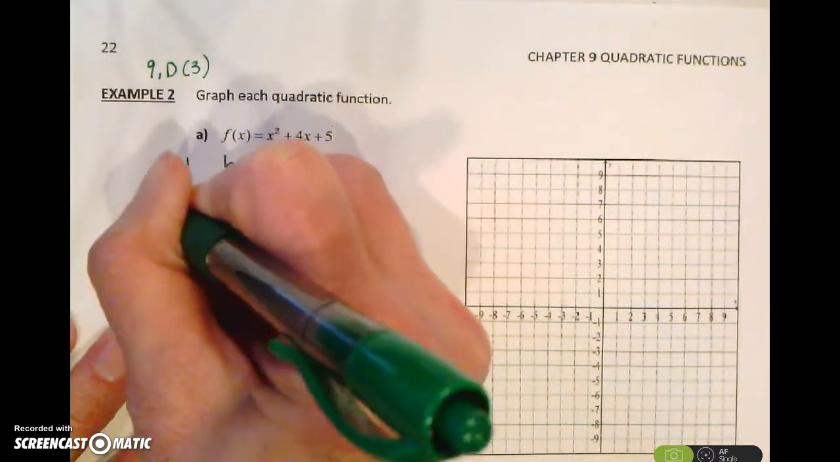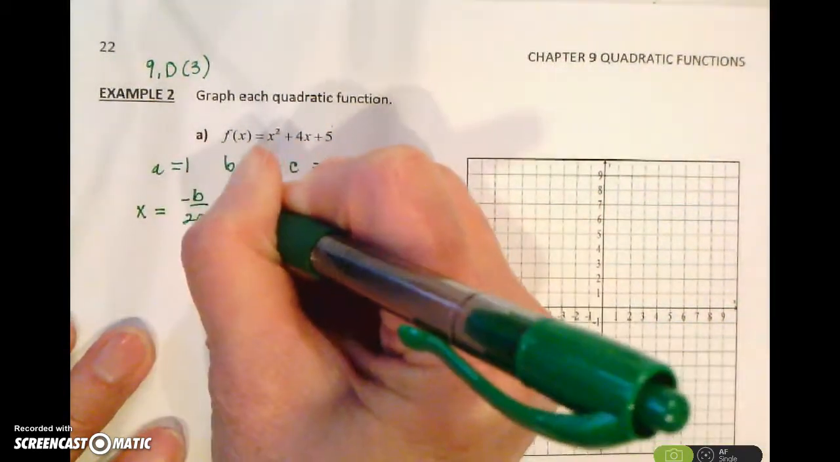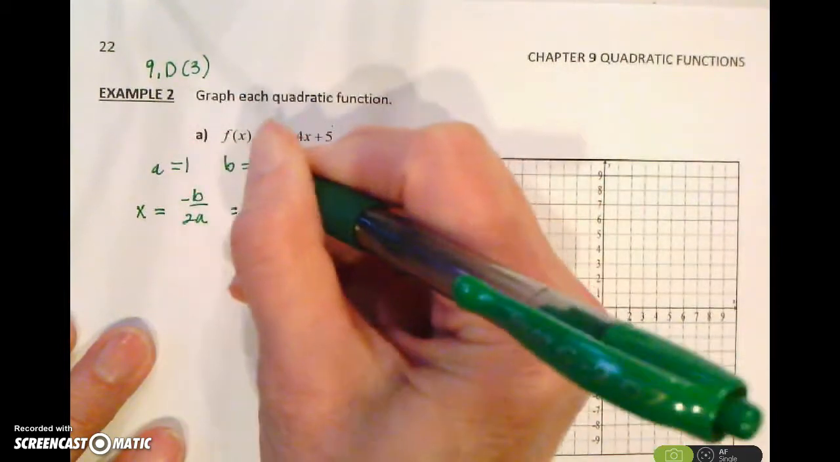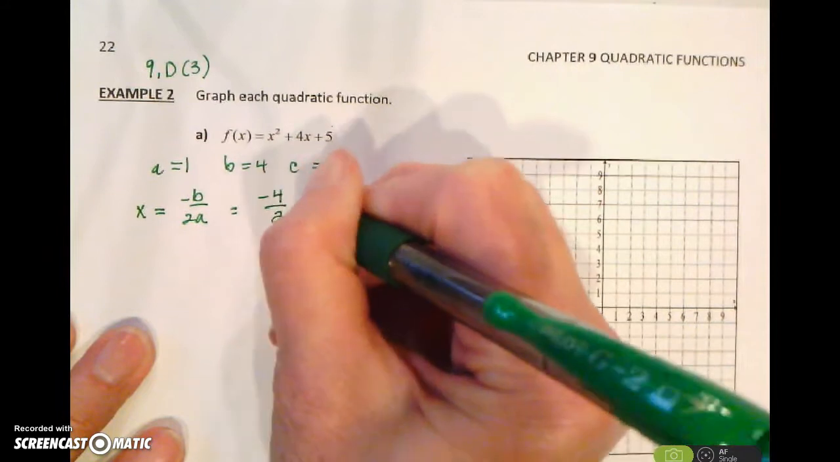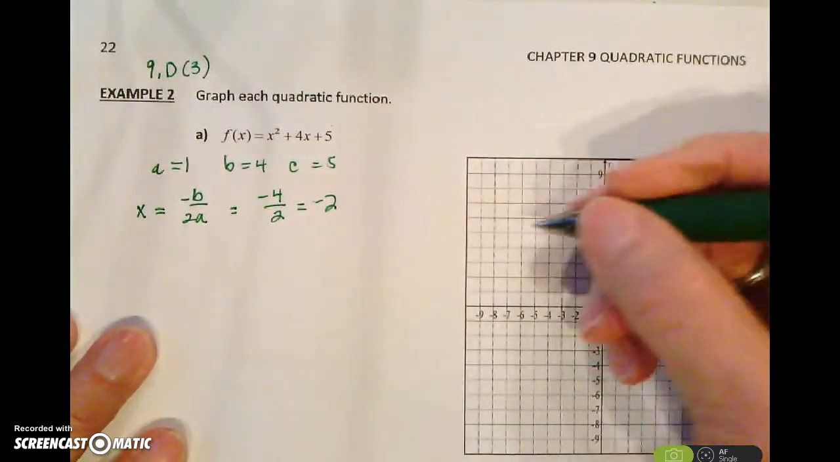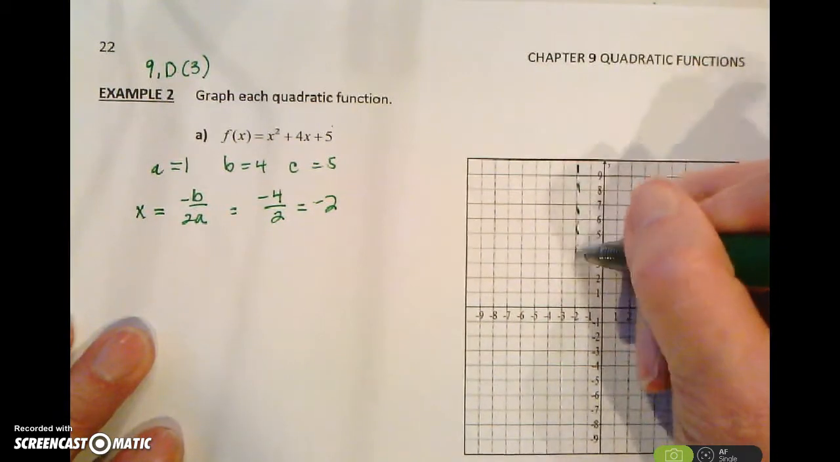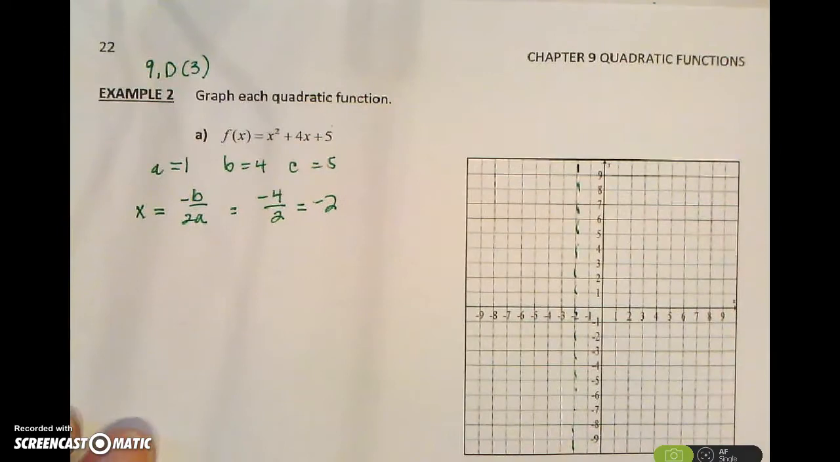So remember we had the formula x is equal to the opposite of b over 2a. So in this case, it's going to be negative 4 over 2 times 1, which is 2. So negative 2. So our axis of symmetry is going to be negative 2, and we can sketch that in right there going through negative 2.